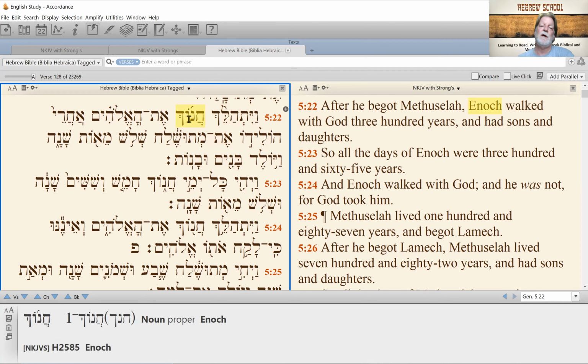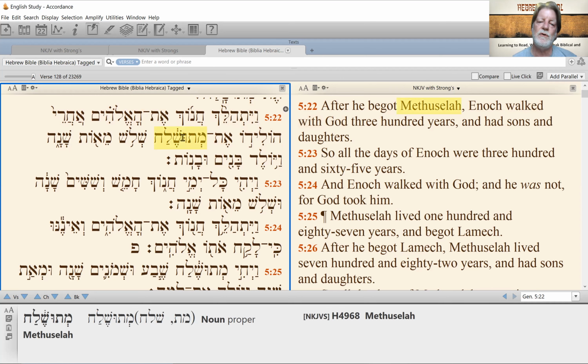Hanok is the subject. Et ha-Elohim. Now here, the Aleph Tav is not a direct object indicator. It's got the little bridge here, the makef. I think that's a makef. Ha-Elohim, the God. So he caused himself to walk with the God. Ahare, after, holido, he caused to be born, Methuselah.